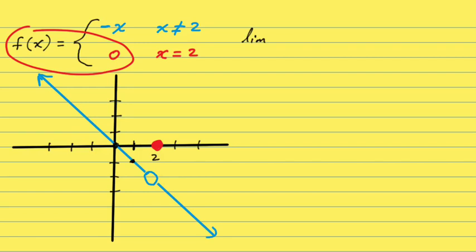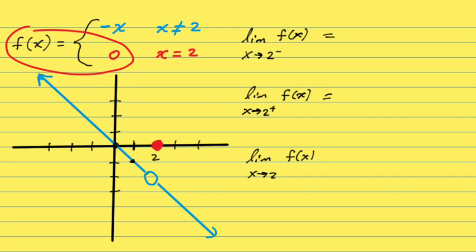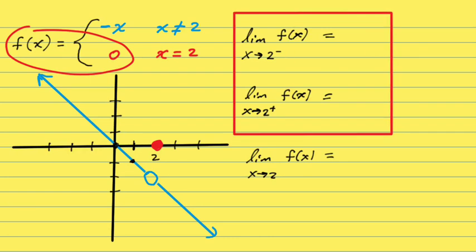I want to know the limit as x approaches 2 from the left. Then I want to know the limit of the function as x approaches 2 from the right. And finally, I'd like to know what this limit is as x approaches just 2. The first two are one-sided. The last one is in general. Okay, I graphed it. I wrote my limits out. I'll give you a moment to catch up.